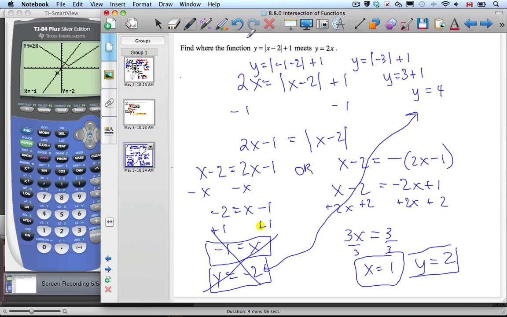Sorry, it's got to be x is 1, so we put the x value in. y equals the absolute value of 1 minus 2, plus 1, which is the absolute value of negative 1 plus 1, which is 1 plus 1, which is 2. Since those two values are the same, that is a solution.